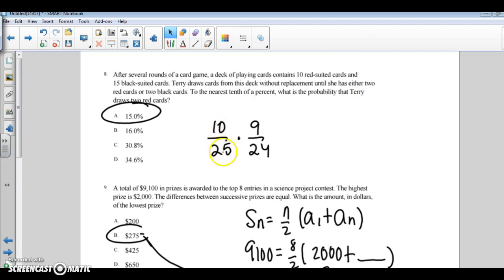So there are 10 out of 25 red cards, because 10 and 15 give you 25. So 10 out of 25 are red, and then the next one to be red would be 9 out of 24. If you multiply those two together, you have to take one card away from each, and then you multiply and you get 15%.